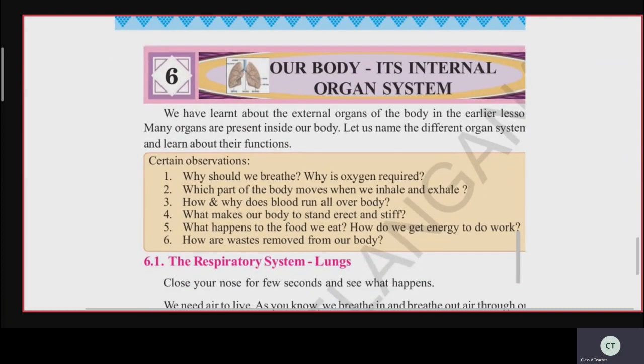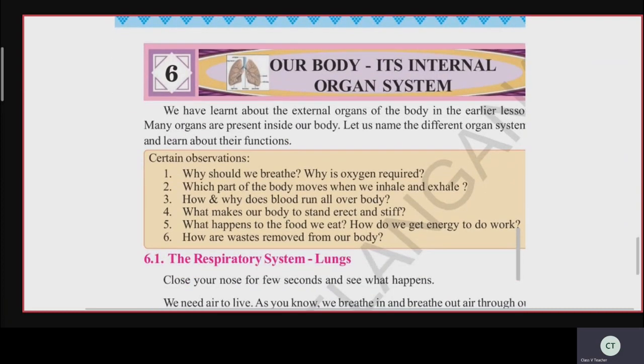Our body, its internal organs, to the textbook. We have learnt about the external organs of the body in the earlier lessons. Many organs are present inside our body. Let us name the different organs and learn about their functions. Certain observations. So first we have to question ourselves, children, why we have to learn these different organ systems.